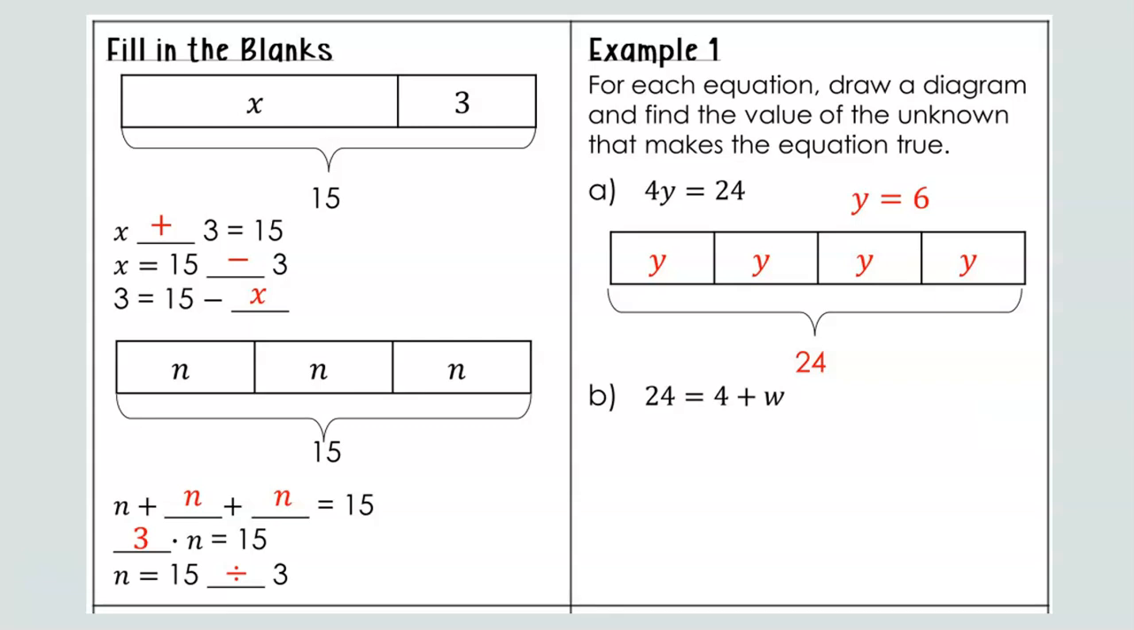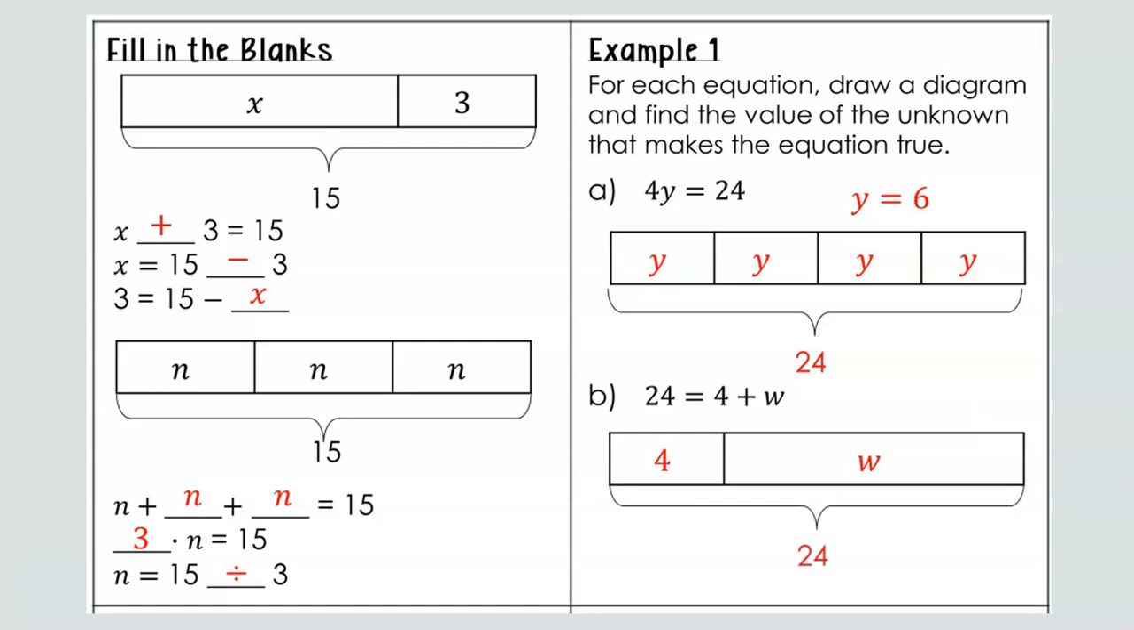For letter B, it says 24 equals 4 plus w. So we should have our w and our 4, with the 4 coming first because that is the way it is written in the equation. This entire diagram is set equal to 24. So you're asking yourself, what plus 4 would give you the value of 24? So w has to have the value of 20.